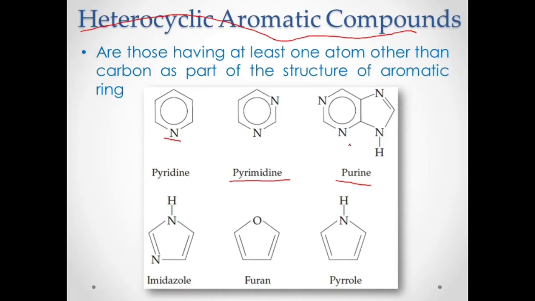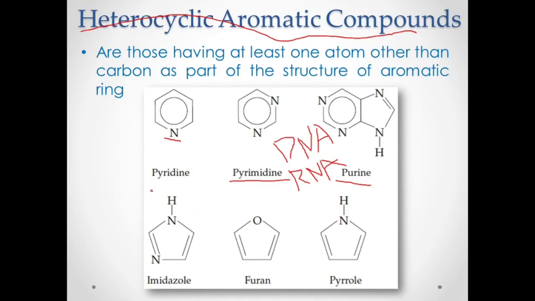Okay, how about your pyrimidine and purine? Where do you find pyrimidine and purine? They're found in your DNA and RNA, your deoxyribonucleic acid and your ribonucleic acid. These are nitrogenous bases found in your DNA, the genetic material. So pyrimidine and purine are nitrogenous bases found in DNA and RNA.